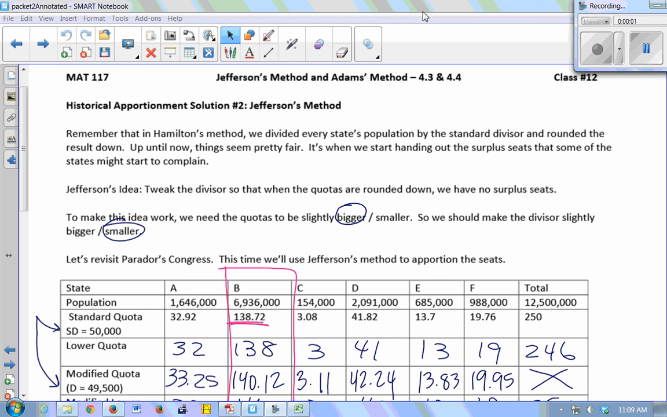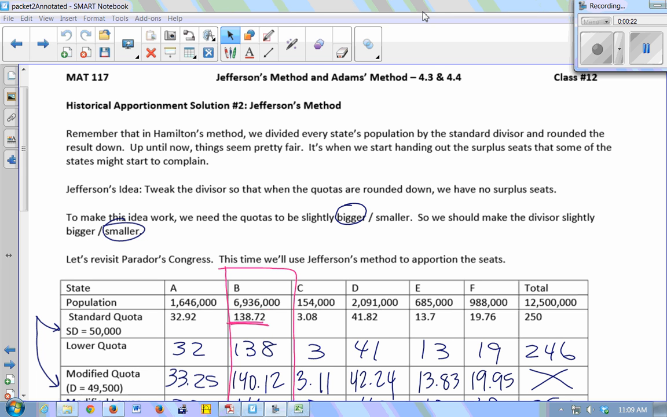Class is we're going to talk about Jefferson's method and Adams' method. So remember that I'm just going to do a quick review of the stuff we talked about at the end of last class. Remember in Hamilton's method, you divided every state's population by the standard divisor and rounded the result down, just chopped off the decimal.